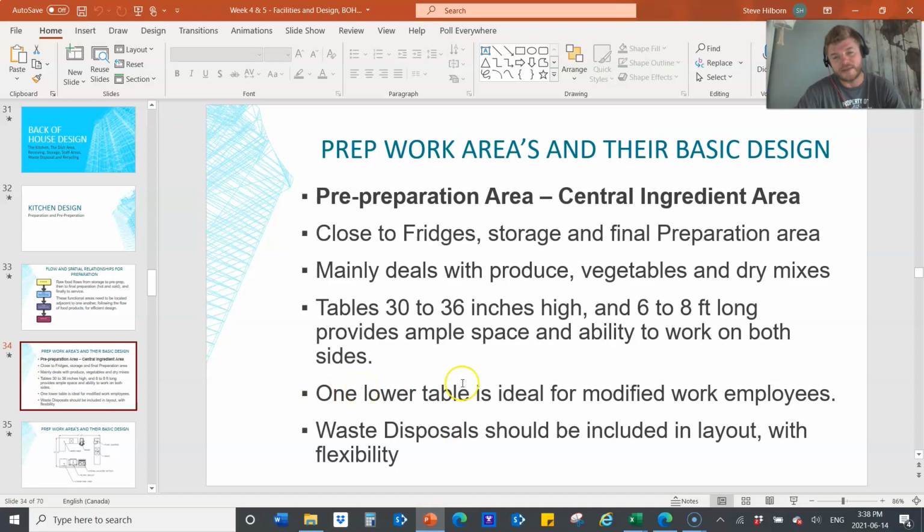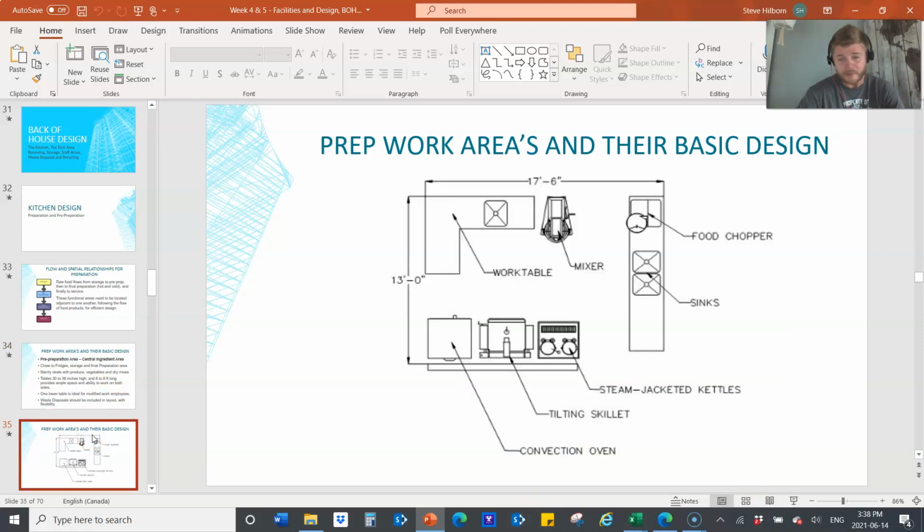One lower table is ideal for modified work employees, and waste disposal, specifically on rolling carts, is ideal and should be included in the layout. So this will give you a little idea of a pre-prep area. This is for a very small kitchen.